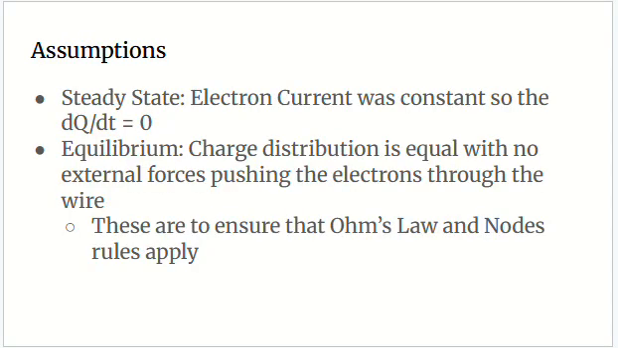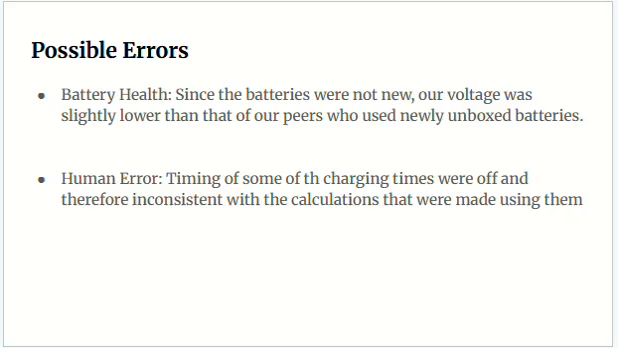The assumptions that we made for this lab were that it was in steady state, which meant the electron current was constant, so that the derivative was equal to 0, and that it was in equilibrium, so that charge distribution is equal with no external forces pushing the electrons through the wire, because if this were to happen, we could not use Ohm's law and node rules. We wanted to make sure that we could do these so that they apply.